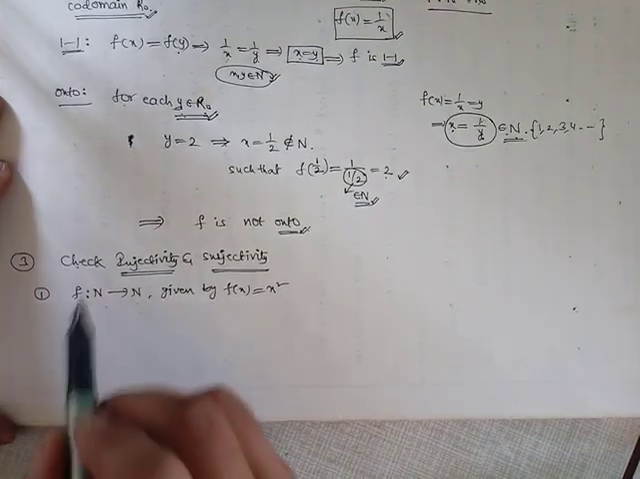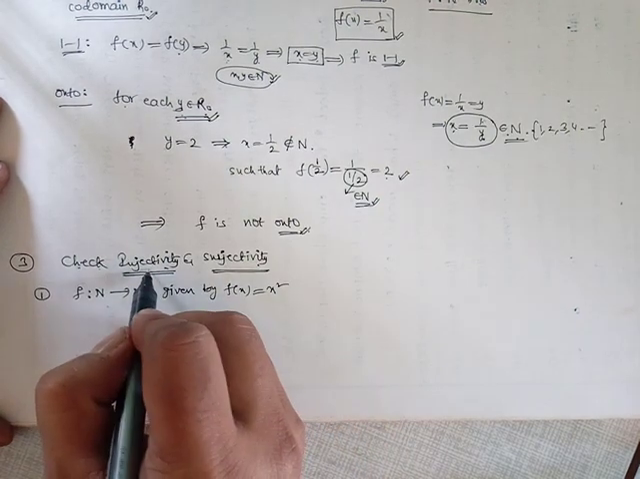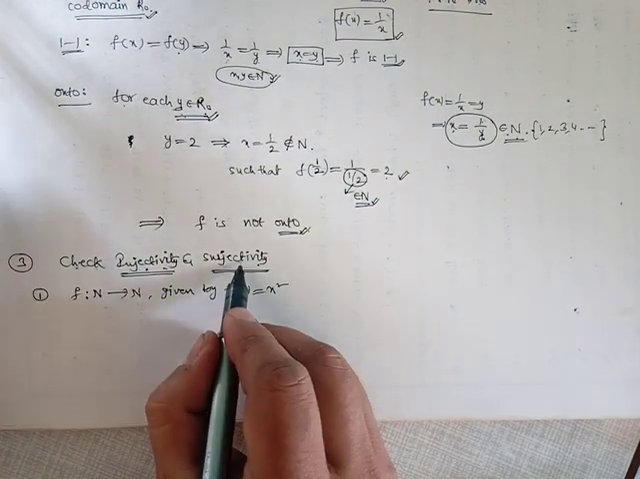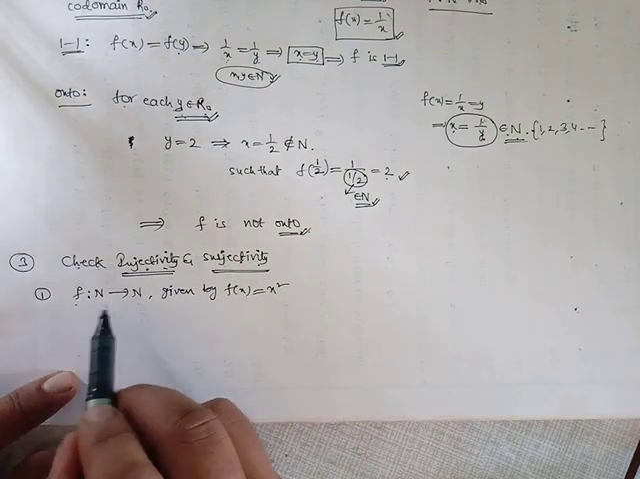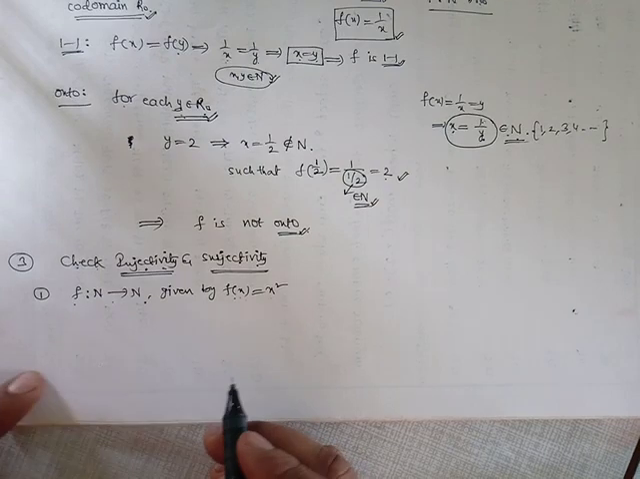Coming to the next question, check the injectivity and surjectivity. Injectivity is nothing but 1-1. Surjective is nothing but onto. f is a mapping from natural numbers to natural numbers given by f of x is equal to x square.